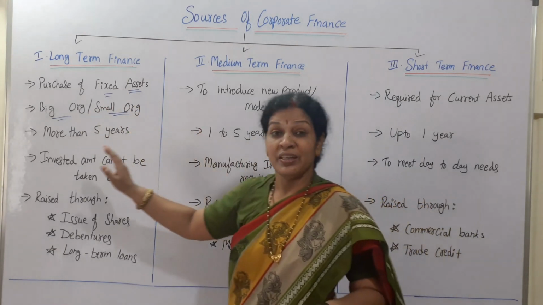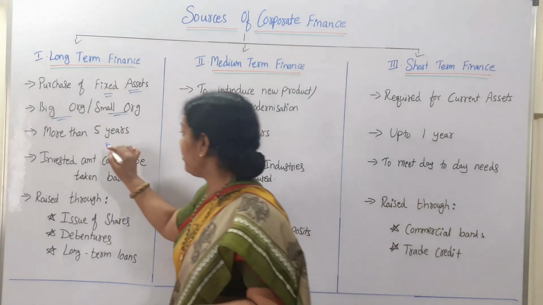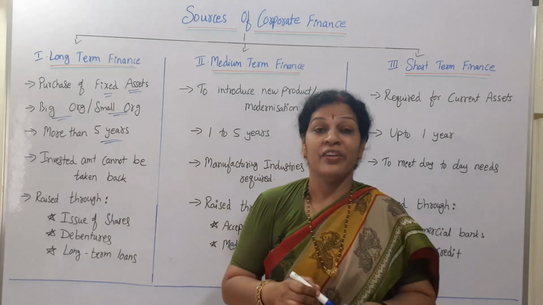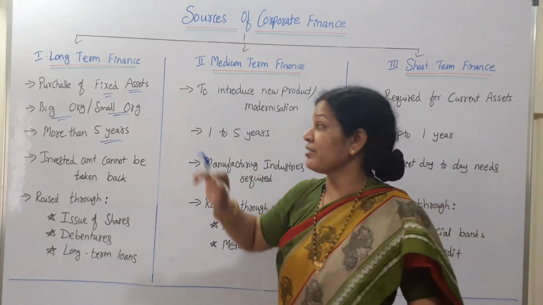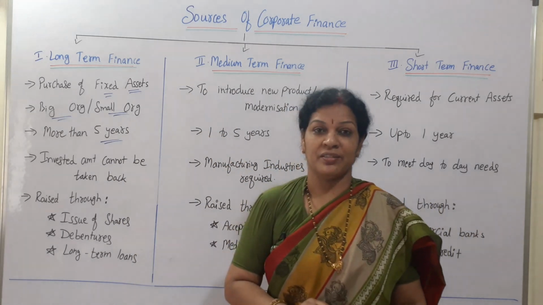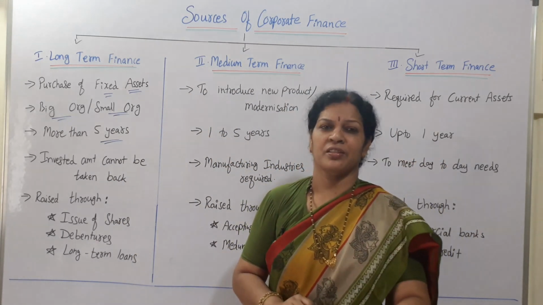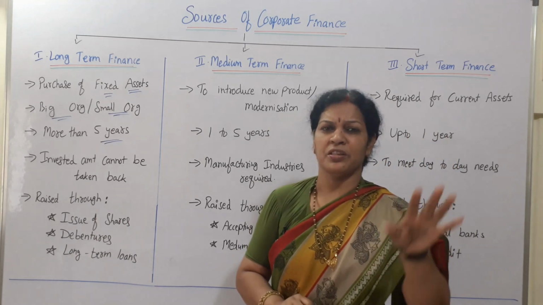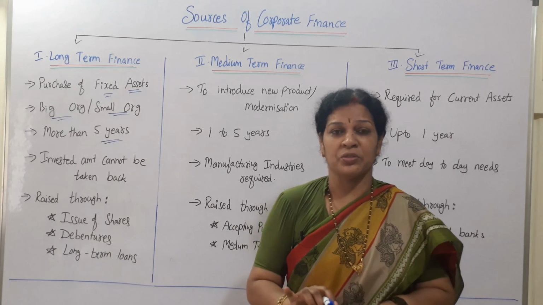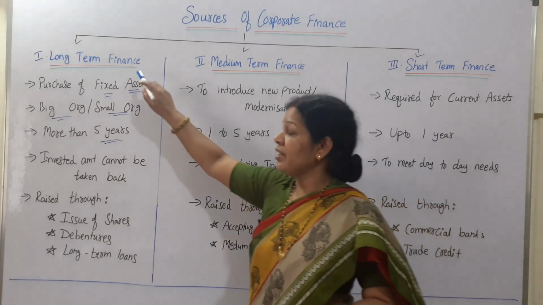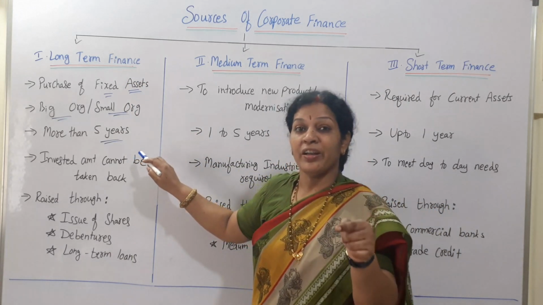And in the same way, long-term finance means how long? More than 5 years. If any organization is taking finance for more than 5 years, we can say it is a long-term finance, isn't it? Whenever they purchase fixed assets like land and building, machinery, plant, it will be more than 5 years only. So that is why we say it is a long-term finance, where you are taking finance for more than 5 years.